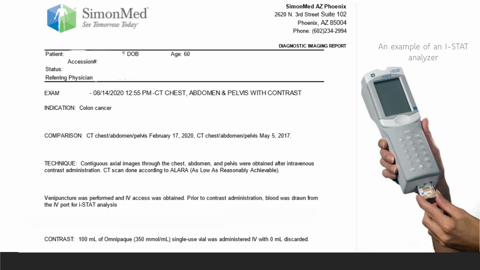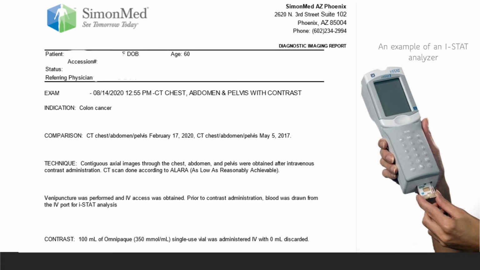As I mentioned, the indication for the initial CT was the patient's history of colon cancer, so the areas of interest were the chest, abdomen, and pelvis. Continuous axial images of the areas of interest were obtained after contrast was given intravenously. The contrast that was used was Omnipaque, and 100 milliliters were used. The patient's blood was drawn prior to contrast administration for an iStat analysis.